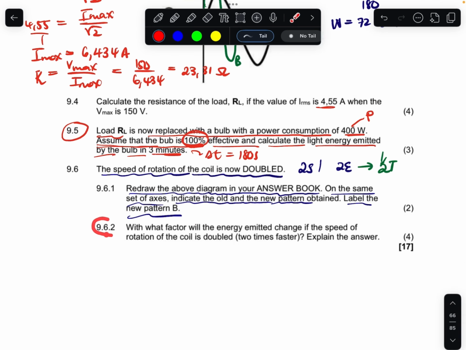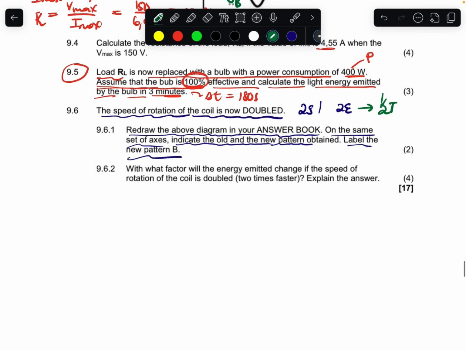And 9.6.2 says, with what factor will the energy emitted change if the speed of the rotation is doubled? Which is just 2 times faster. It's 4 times. Guys, from the formula that says power is equal to W over change in T, we know the power from the formula that says power is equal to V square over R.